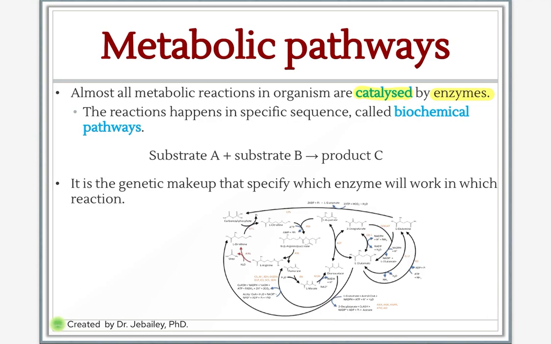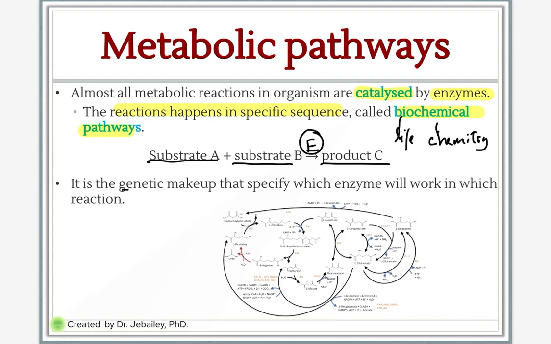Now, any reaction that happens in a specific sequence, we call a biochemical pathway. Because bio here just means life, and chemical means we're using chemistry in order for things to work in life. So we usually have a substrate A plus a substrate B making a product C. And right here, usually we'll have the enzyme that's making this function go forward faster.